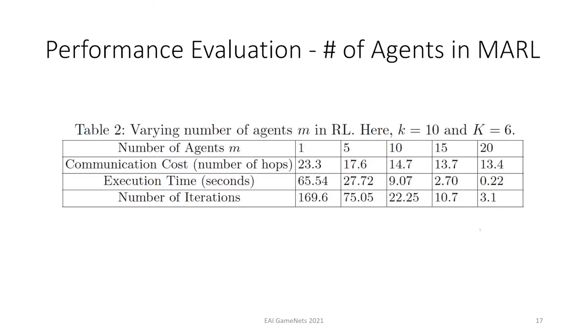Finally, we take a close look at the reinforcement learning algorithm and investigate the effects of the number of agents m in a capital K=6 data center. We fix the number of VNFs k as 10 in all cases. This table shows that with the increase of the number of agents m, the VM communication costs found by the algorithm, the execution time, and the number of training iterations for the algorithm all decrease. As more agents participate, the efficiency of the learning process will increase and become more powerful.